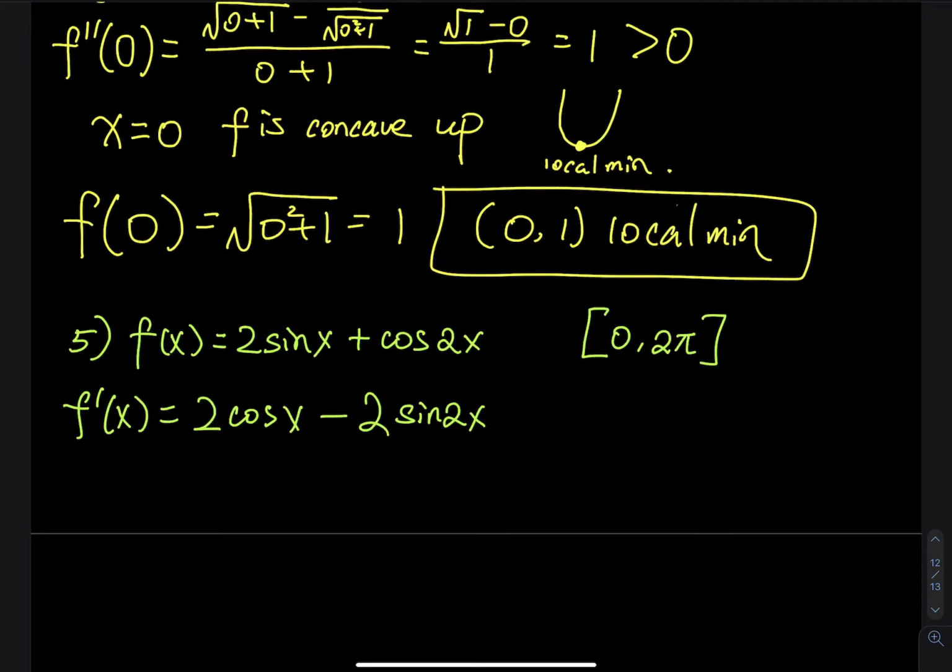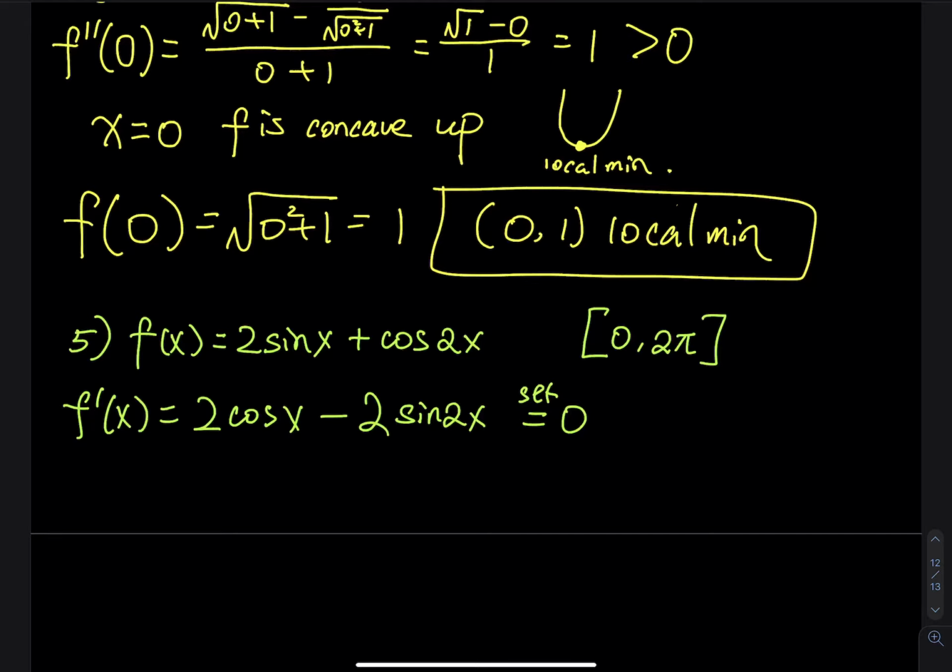We have to set this equal to 0. That is a lot to do. We have a cosine, we have a sine of 2x. I cannot just solve for x like this. We have one expression equal to 0 with trigonometric functions in here. I can only handle one trig function at a time.